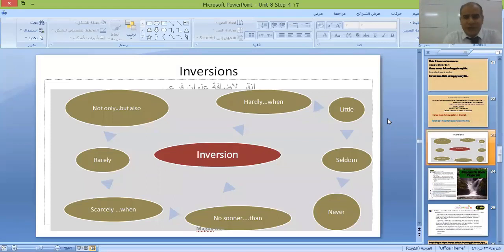What are the conjunctions used in inverted sentences? Not only, but also, rarely, scarcely when, no sooner than, hardly when, little, seldom, and never.